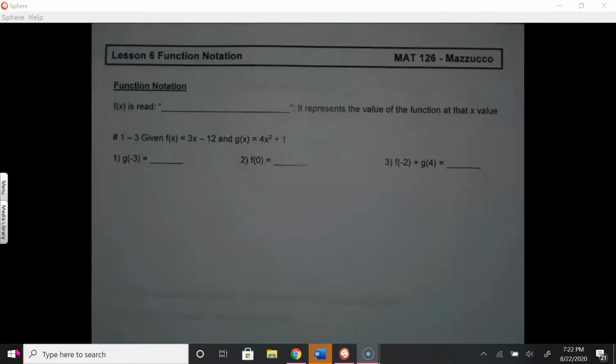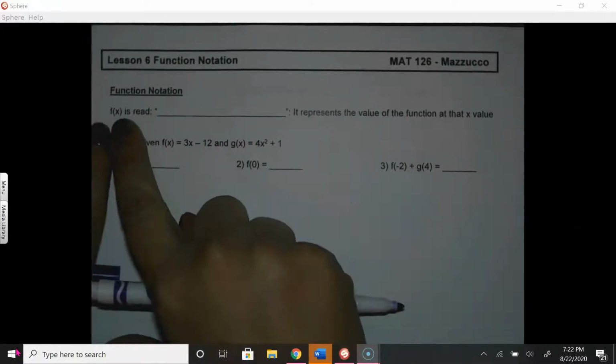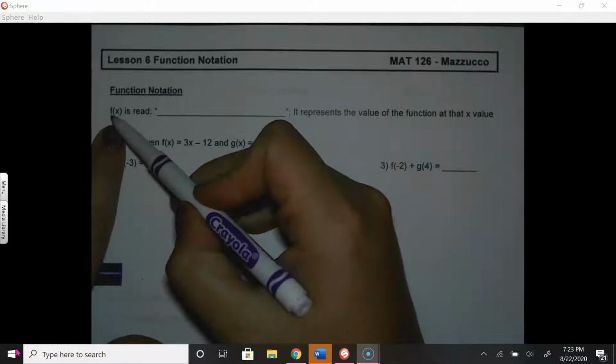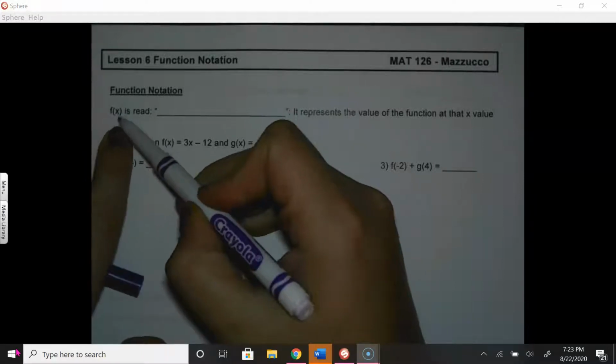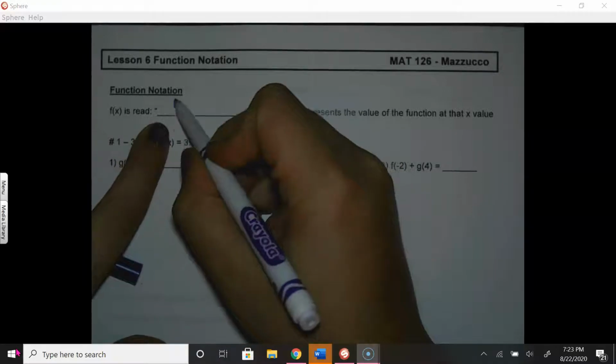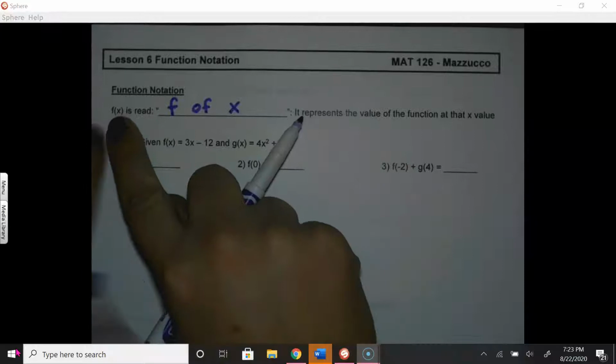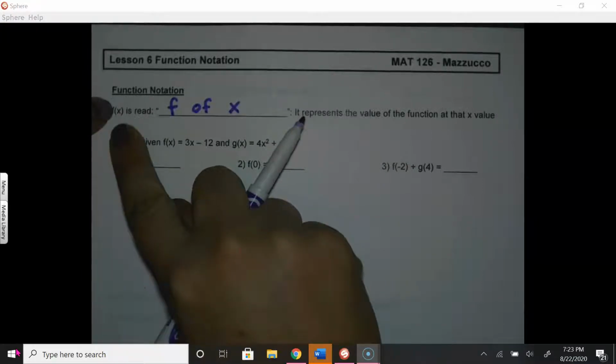This lesson is going to teach you about function notation. So function notation looks like this. As you can see, there's a letter here and then in parentheses an x. The way that this is read is f of x. So if this was a g, it would read g of x. If this was an m, it'd read m of x.